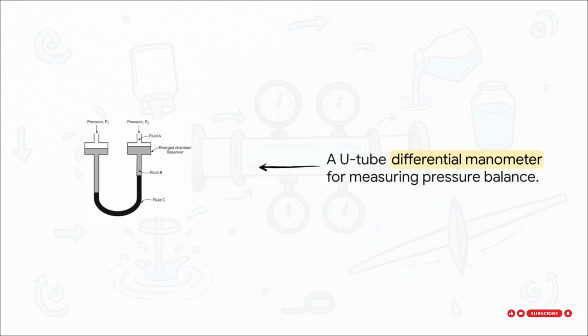It's an awesome device that uses a heavy liquid, like mercury, sitting in a glass U-tube to push back against the flowing fluid. When you connect the two arms of the tube to different points in a pipe, you get this perfectly accurate visual display of the pressure difference. The heavier fluid gets pushed down on the high-pressure side and rises up on the low-pressure side.